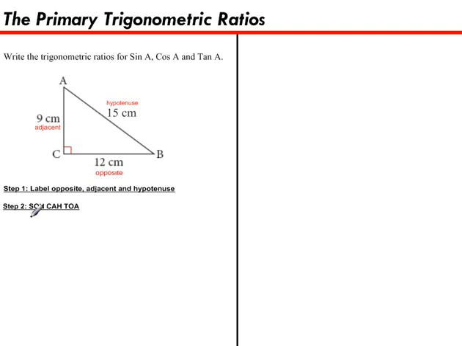So, sine is opposite over hypotenuse. I'm going to say sine A is equal to opposite over hypotenuse. Well, let's go back to the triangle that we labeled in step 1. Opposite is right here, CB, and it's 12 centimeters. So I'm going to put down a 12 over H, or hypotenuse. Well, the hypotenuse is right here, line AB, and it's 15 centimeters. So I'll write down a 15.